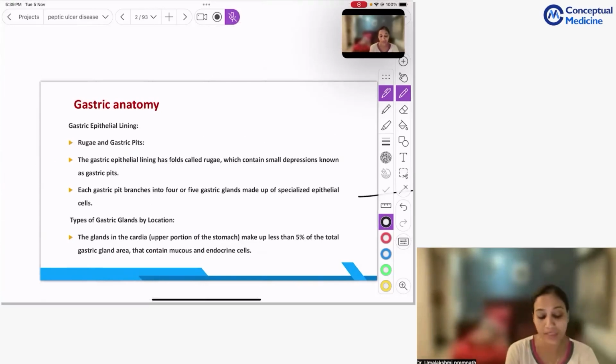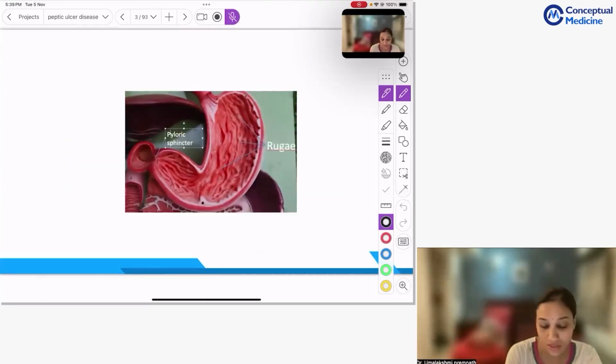So the gastric epithelial lining, yeah, this is your stomach. First you have the esophagus through the GE junction. These are the gastric rugae, which you can see. This is the cardia of the stomach. This is your fundus. You have your body here. This is your incisura, your antrum, and this is your pyloric sphincter. Functionally as well as anatomically, it can be divided into an oxyntic mucosa and a pyloric mucosa.